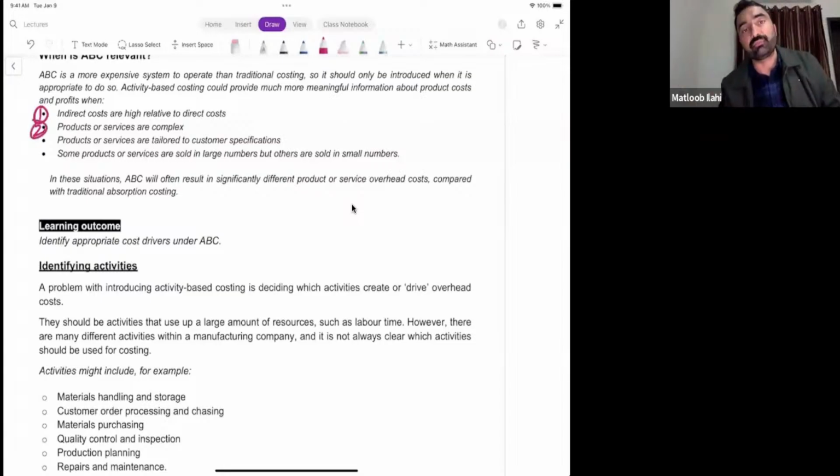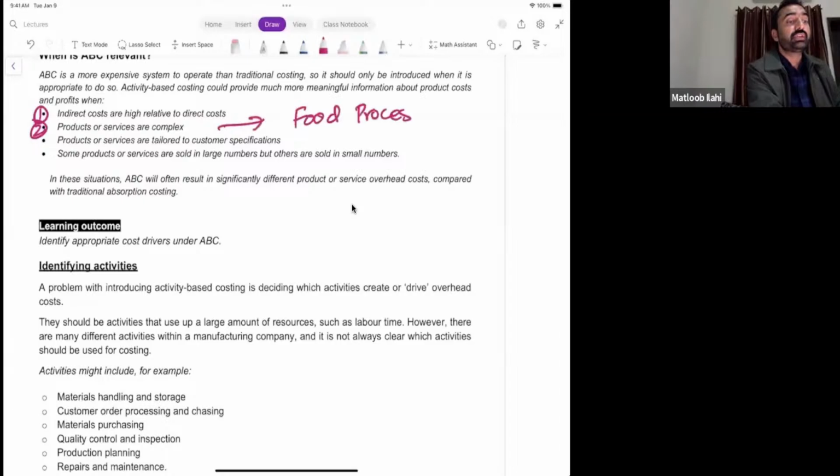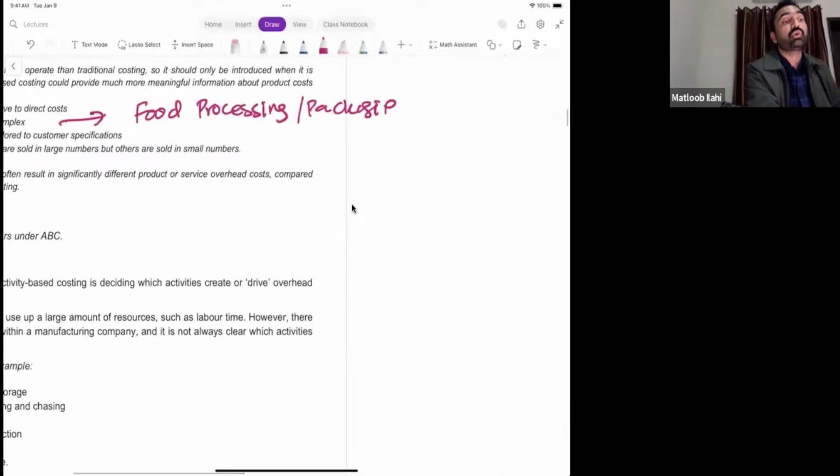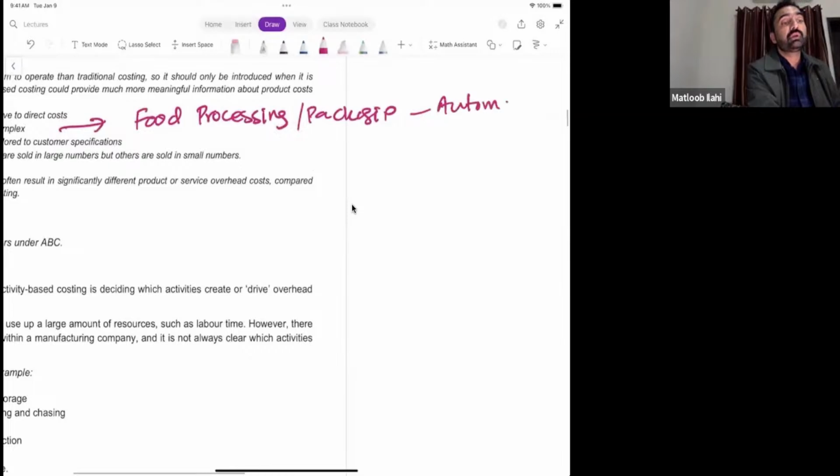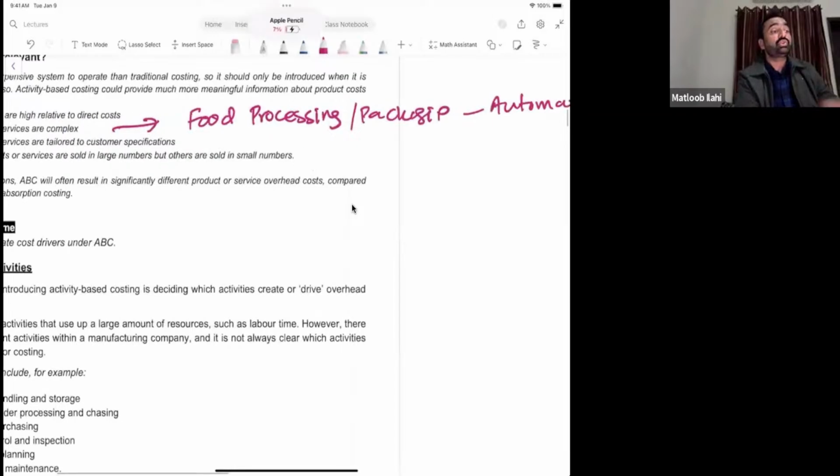Number two, where products and services are complex. I gave you examples of modern car assembly plants, modern electronics manufacturing facilities, and a lot of other modern businesses. If you have watched food processing facilities, food packaging facilities, you might have seen a lot of automation in such facilities. So all those situations are complex.